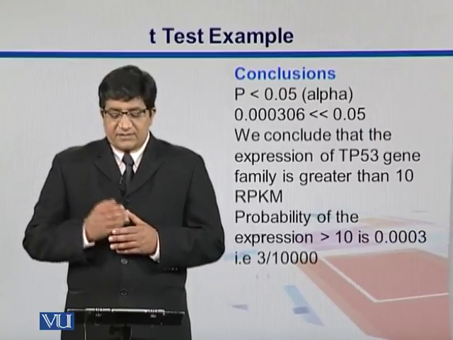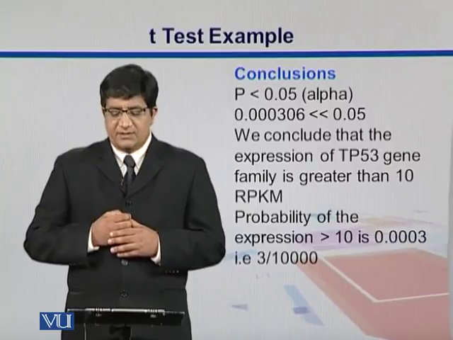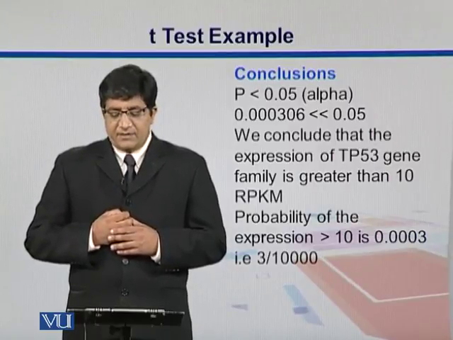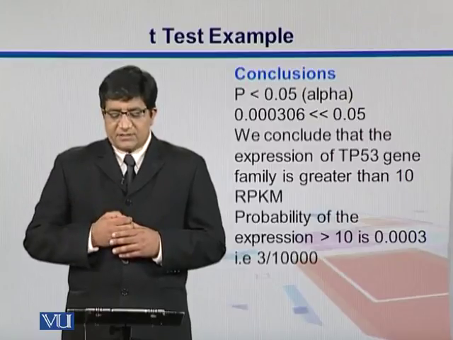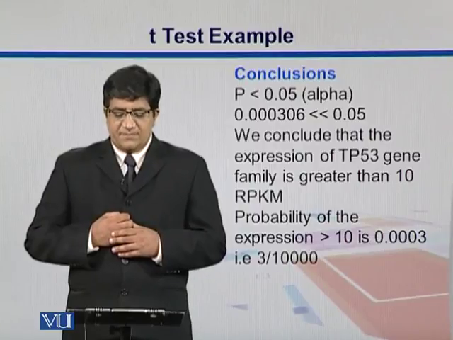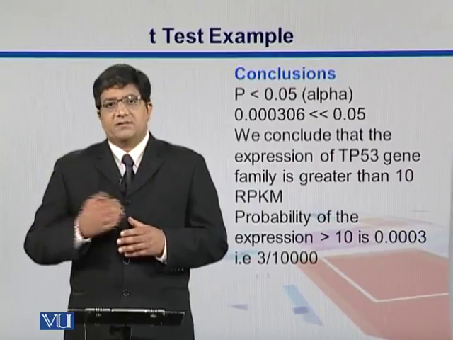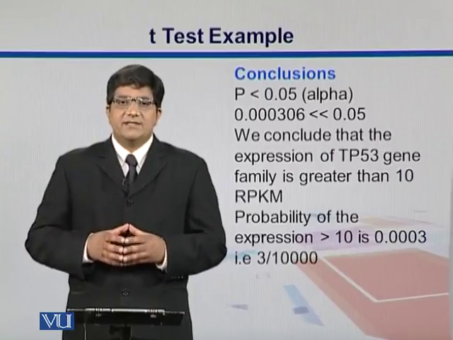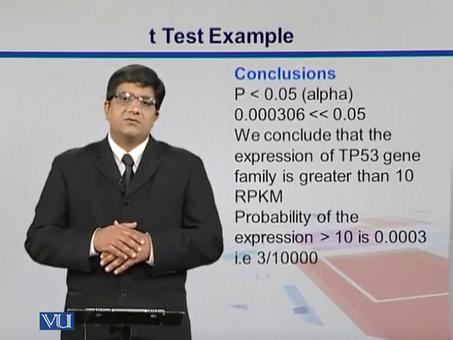So we conclude that for this TP53 gene family, the expression is greater than 10 RPKM, and the probability of the expression being greater than 10 is 0.0003, which is actually 3 out of 10,000. So it's a very, very rare event. The probability of finding this by chance is 3 out of 10,000.